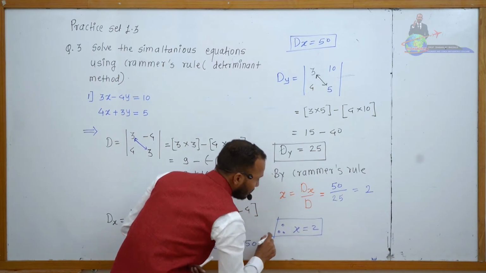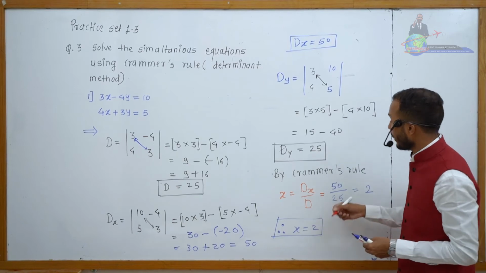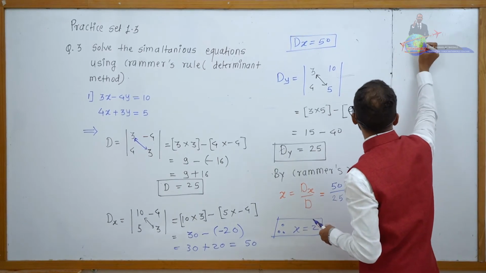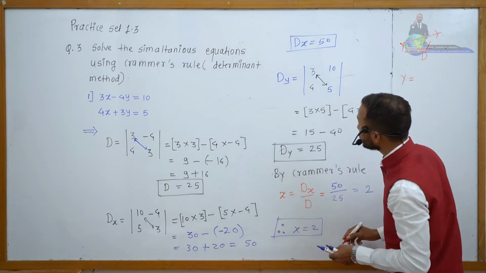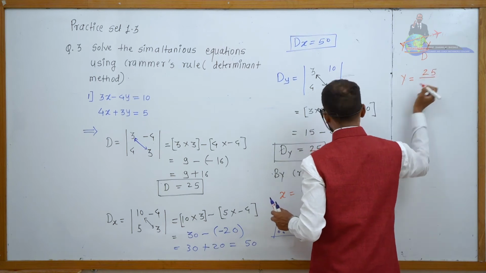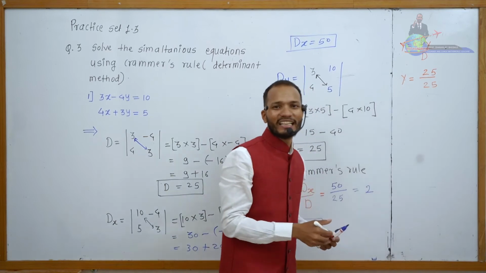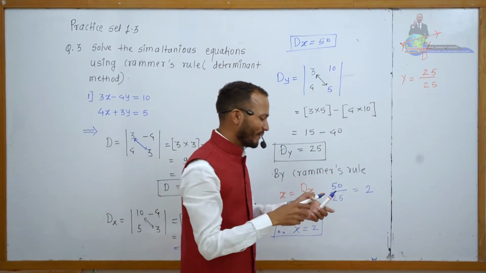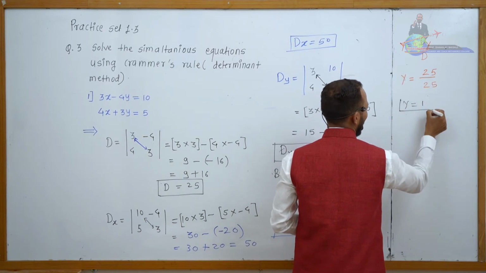Now we have to find the value of y. Use the formula. Which formula? y is equal to Dy by D. So y is equal to, what is Dy, student? Dy is 25. And what is the value of D? D is 25. Means student, it is exactly very simple. What is the division? y is equal to 25 ones are 25. So y equal to 1.